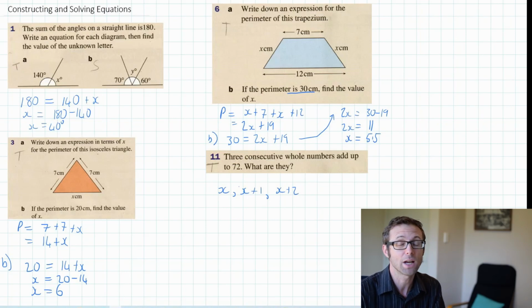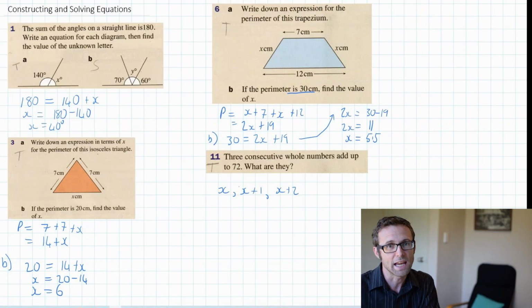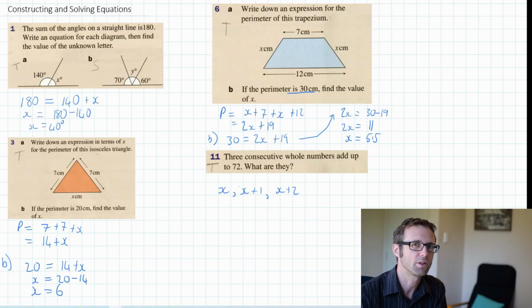Be careful, because sometimes you have to represent consecutive odd or consecutive even numbers, and they are spread out every 2. So in that case, you'd be doing x, and then the next one would be x plus 2, and the next one would be x plus 4. So be aware if you're dealing with consecutive odd or even numbers. That's my hint to you for the exercise. But if they're just straight up consecutive numbers, we represent them in this way.